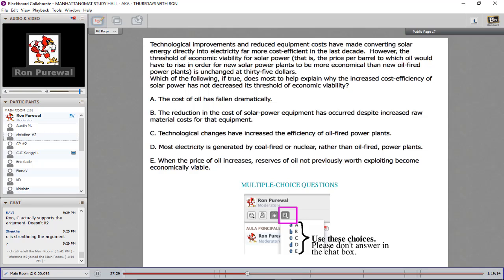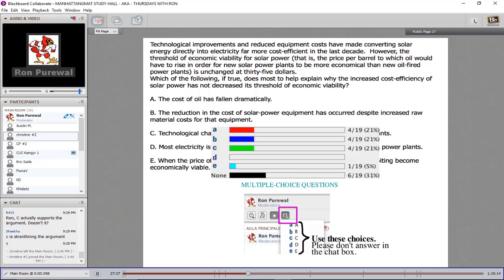Okay, let's talk about it. I don't usually post answer distributions, but this is interesting. We have got 4 A's, 4 B's, and 4 C's.